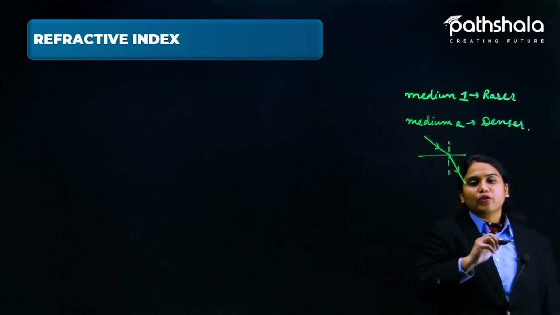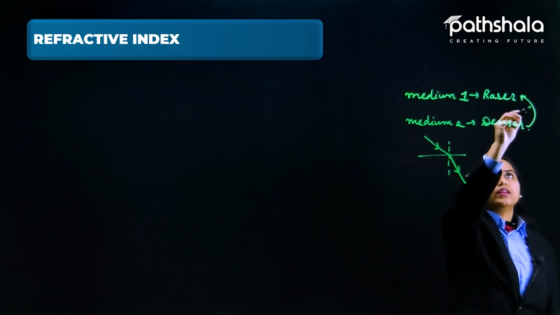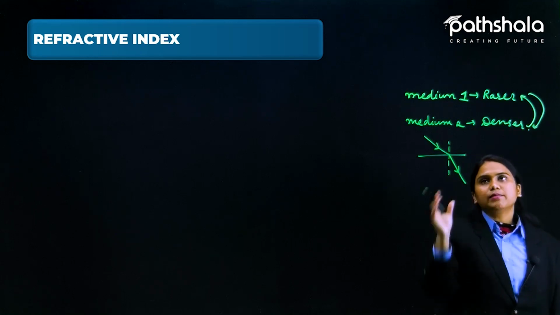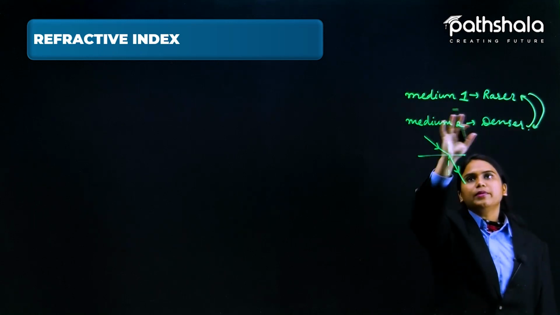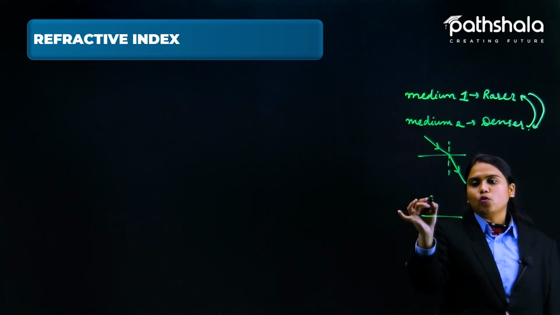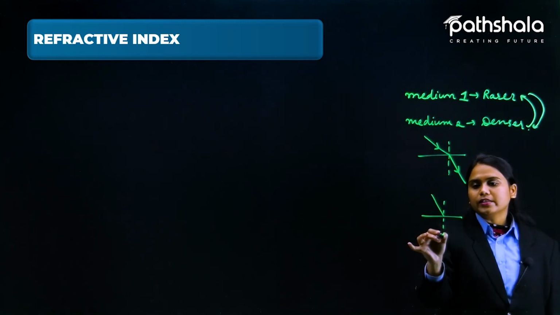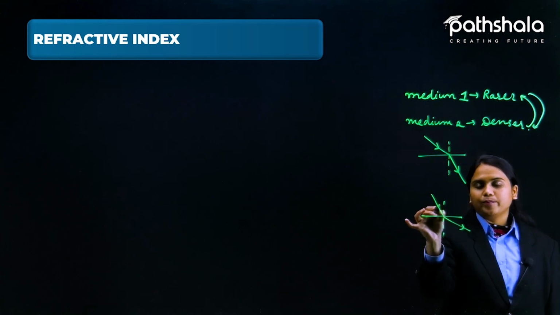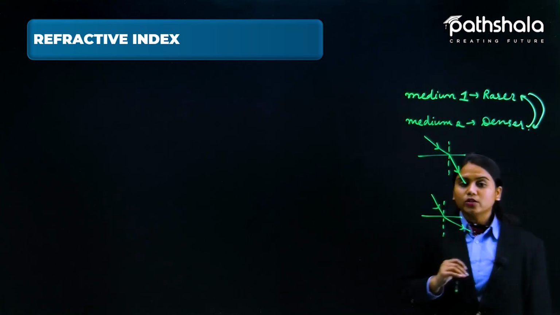Now what if we change these two? Let's suppose here the denser medium is medium 1 and the rarer medium is medium 2. So accordingly now it should be going like here. If it is coming like this, it should be going away. Okay, so that is okay.